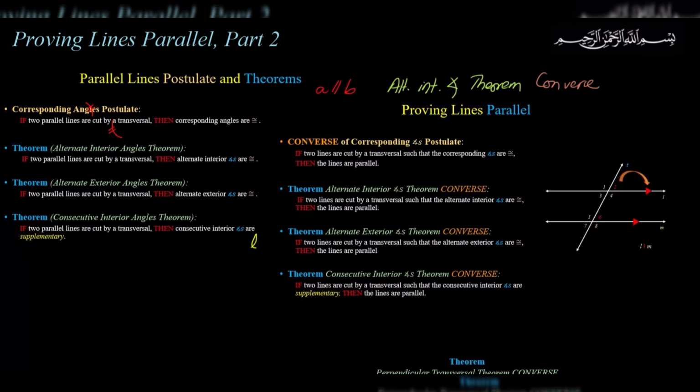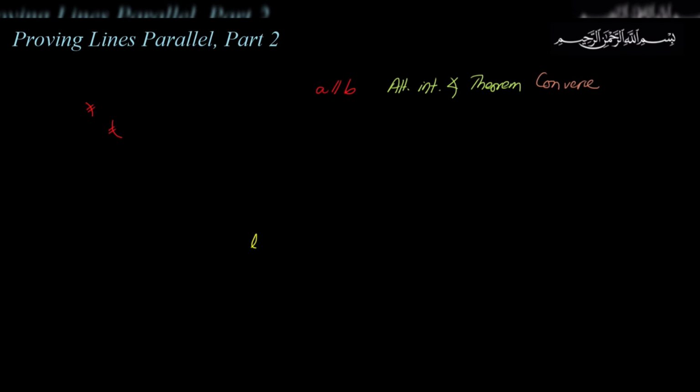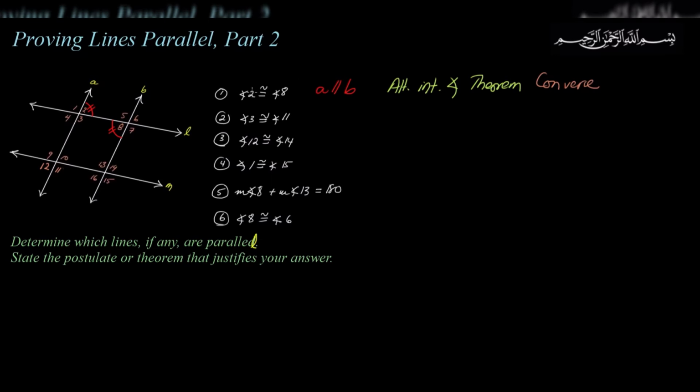So here's a theorem that we're going to use here. This is the alternate interior angle theorem converse. If two lines are cut by a transversal such that the alternate interior angles are congruent, then the lines are parallel. So there we have it. All right, so line A and B are parallel because of the alternate interior angle theorem converse. The converse is what allows us to prove these lines to be parallel. Okay, let's go on to the next question.